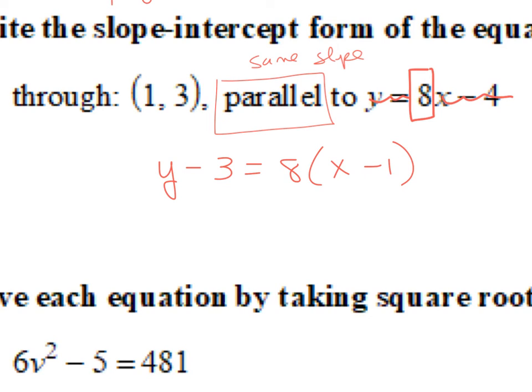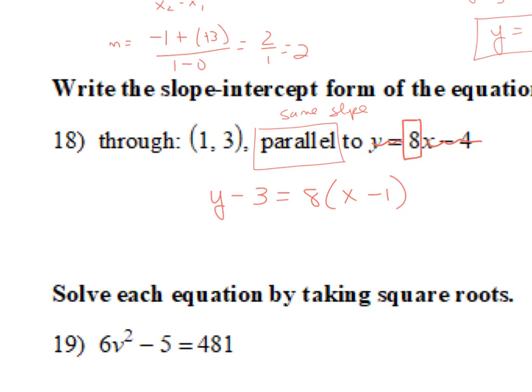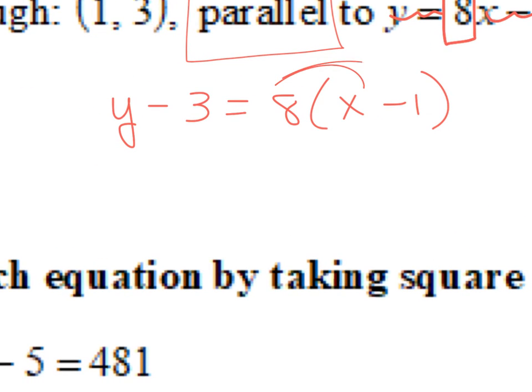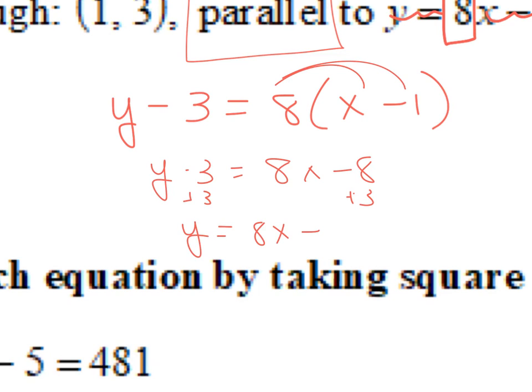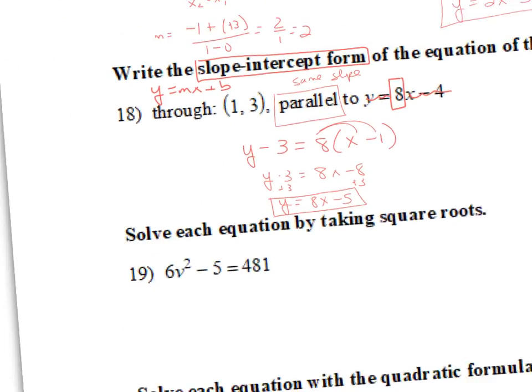So again, I'm starting in point slope. But the question here is asking me to take it to slope intercept, okay, which remember is y equals mx plus b. So I need to solve for it. So I'm going to go and distribute the 8 through and get y minus 3 equals 8x minus 8. And then I'm going to add the 3 over and get y equals 8x minus 5. And that's your answer there.